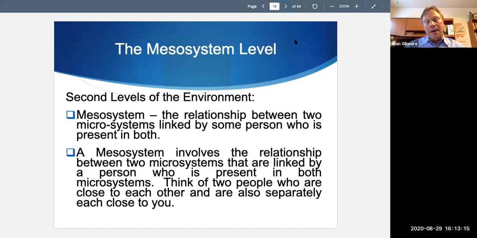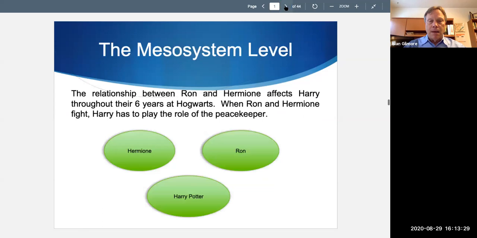So for you yourself, you might think, are there 2 people who are close to each other, but are also separately each close to you? So let's go ahead and take a look at the next slide and see if we can give you an example of this. So again, if you're familiar with the Harry Potter, either the books or the movies, you know that Harry's best friends are Hermione and Ron. The relationship between Ron and Hermione affects Harry throughout their 6 years at Hogwarts, which is the school they all attend. And when Ron and Hermione fight, Harry has to play the role of the peacekeeper.